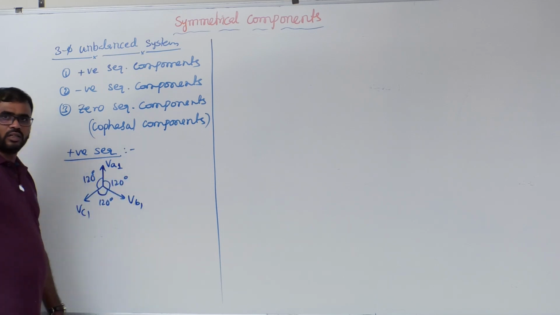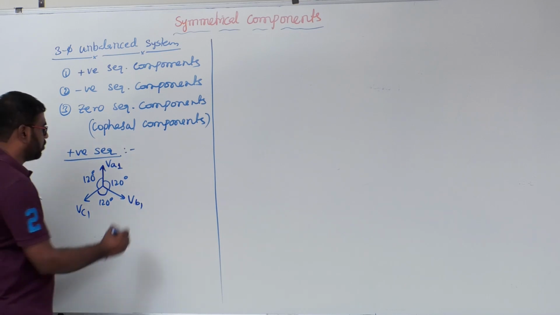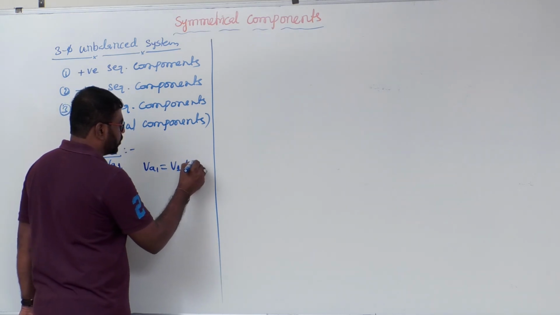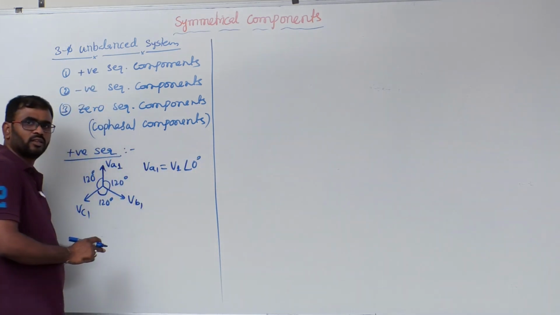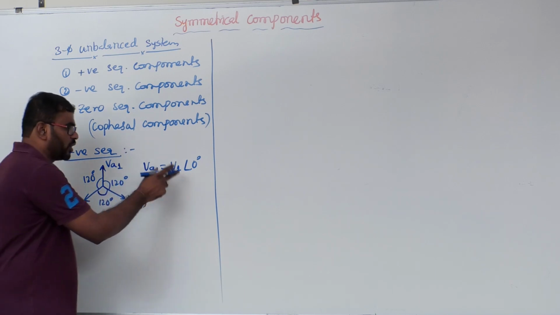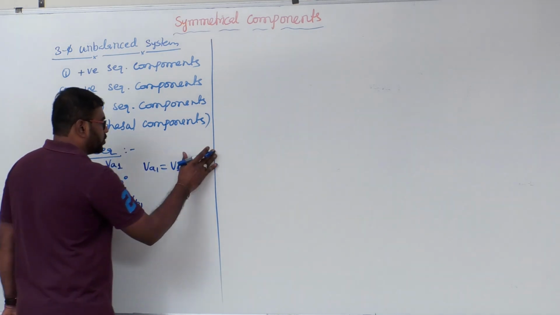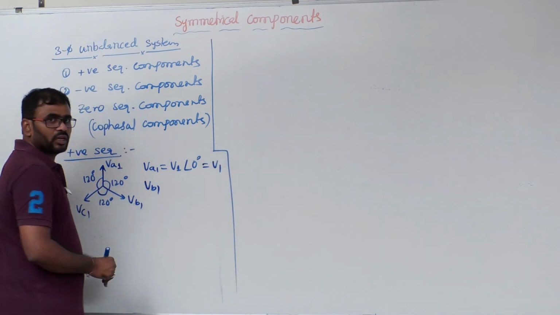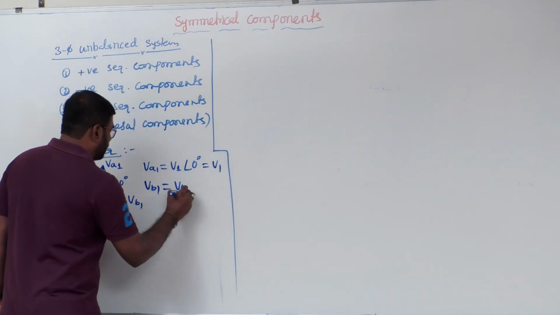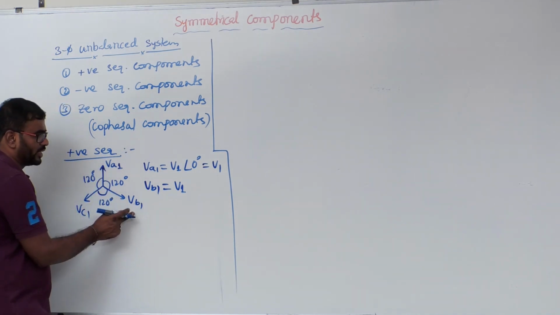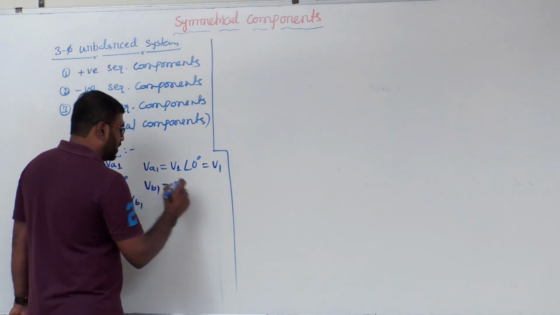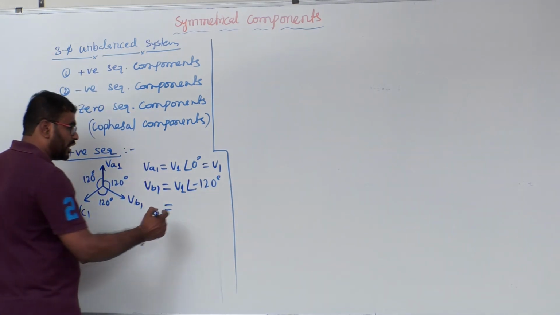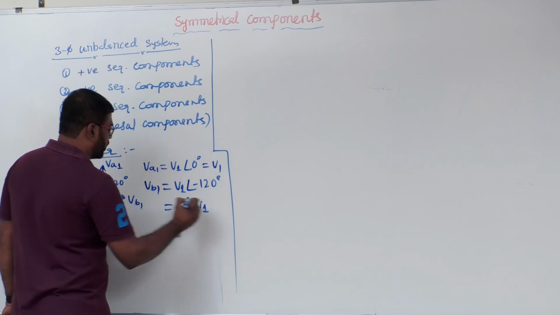Correct or not? Clear? So how to write VA1 equal to some V1 at an angle 0 degrees? That suffix 1 indicates positive sequence. So we can also say this is simply V1. Now VB1. How to write VB1? VB1 lags VA1 by how many degrees? 120 degrees. That's why V1 at an angle minus 120 degrees. 1 at an angle minus 120 means alpha square. Nothing wrong to say alpha square V1.